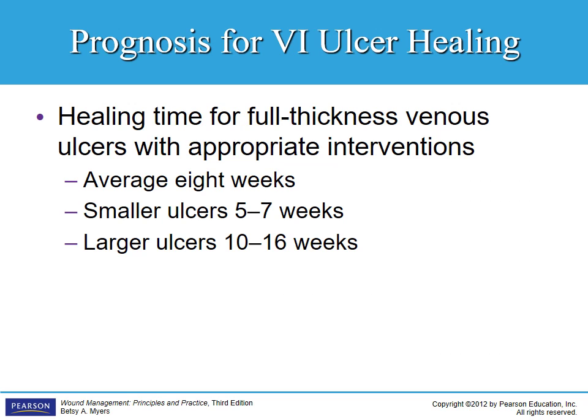So the healing time for a full thickness venous ulcer with appropriate interventions is 8 weeks. If it's a small ulcer, it can be 5 to 7 weeks, but if it's a larger ulcer, it can be 10 to 16 weeks. That's if the patient is compliant and there are appropriate interventions such as compression.